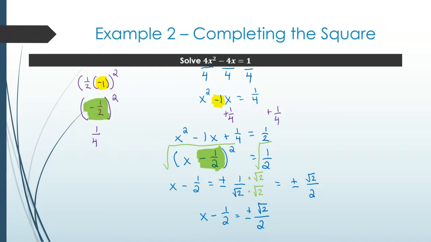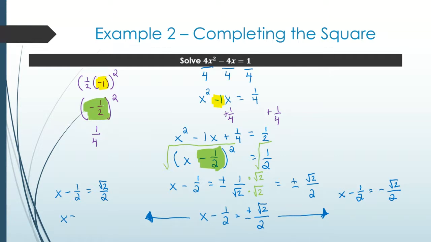Now from here, this is where you're going to have two separate equations. I sort of ran out of room here, so I'm going to just kind of move to the left and move to the right. So the first one is x minus 1/2 equals positive square root of 2 over 2. The second one is x minus 1/2 equals negative square root of 2 over 2. And then we solve for x. So for both of these, I'm adding 1/2 to both sides.